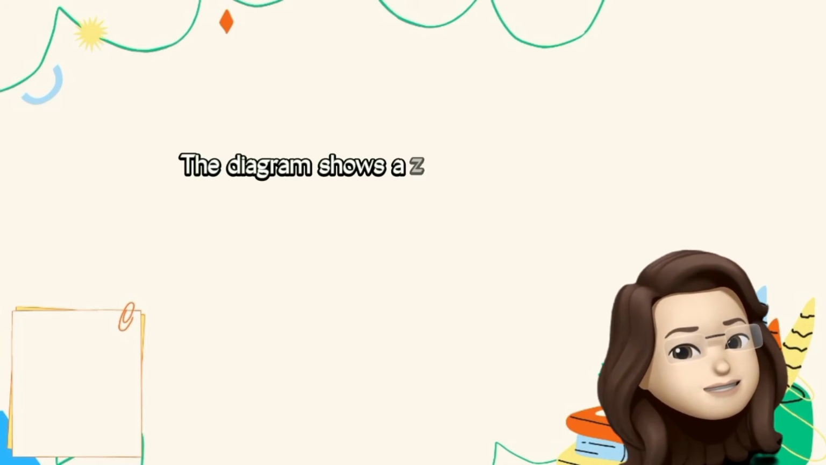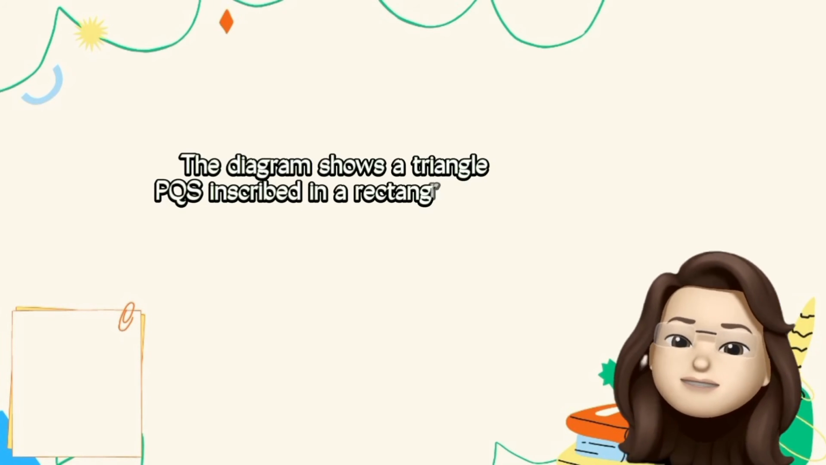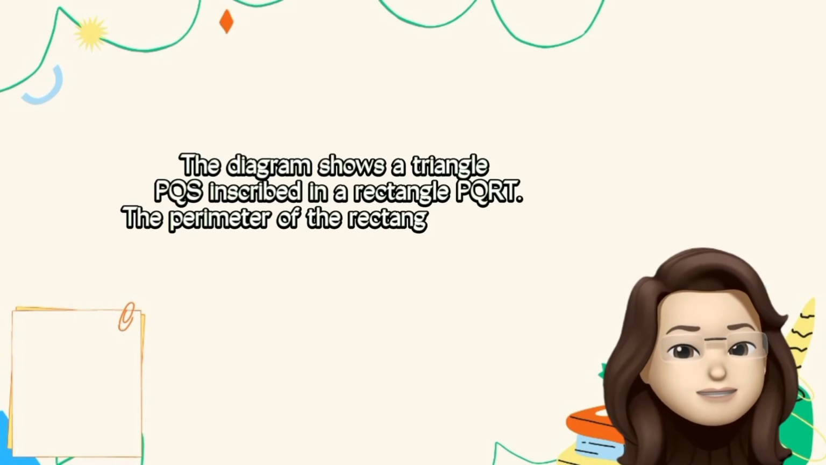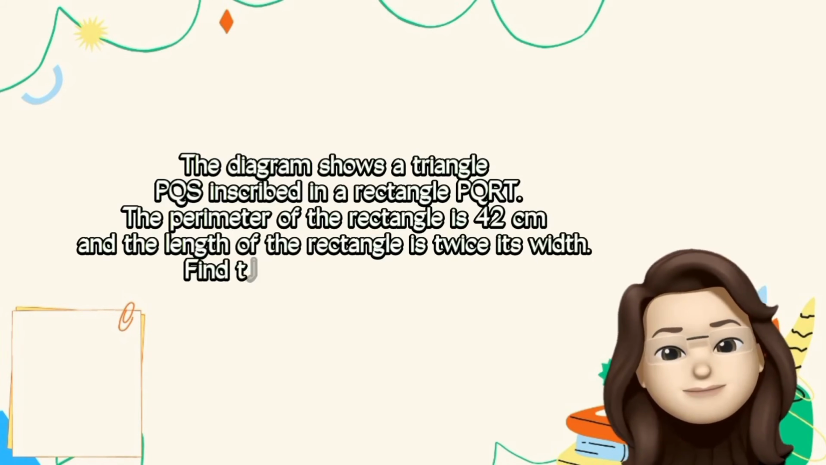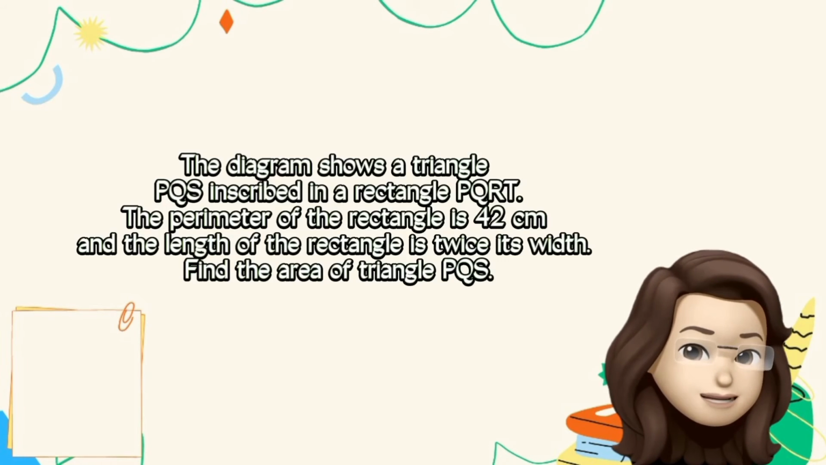The diagram shows a triangle PQS inscribed in a rectangle PQRT. The perimeter of the rectangle is 42 cm and the length of the rectangle is twice its width. Find the area of triangle PQS.